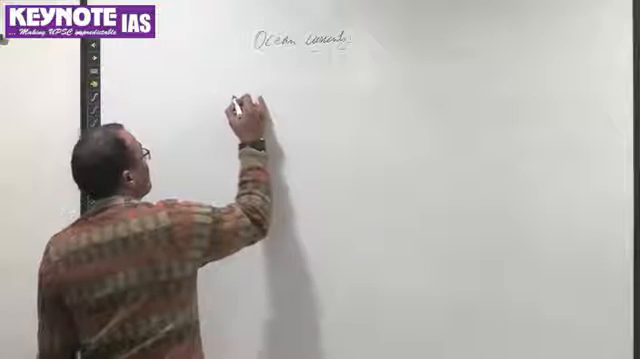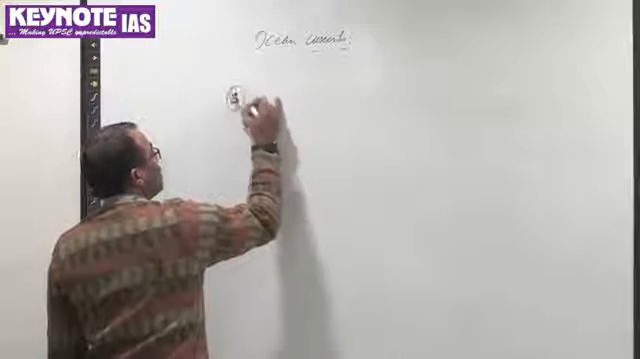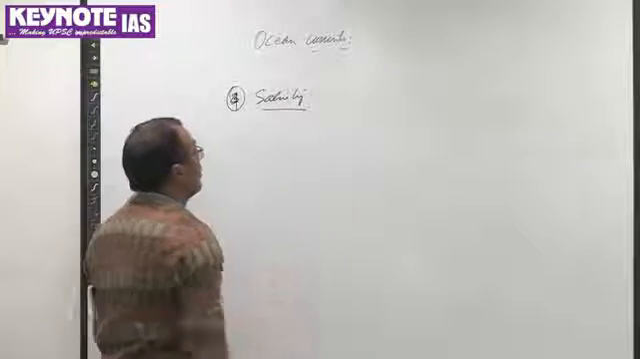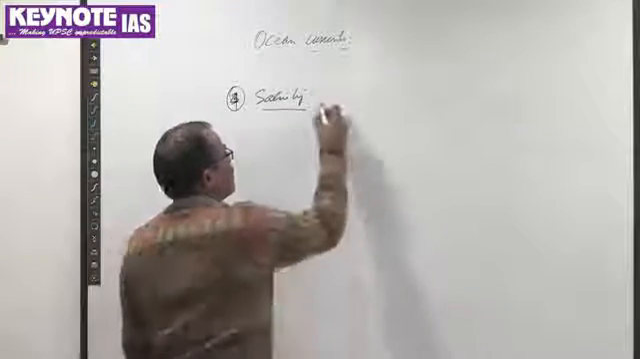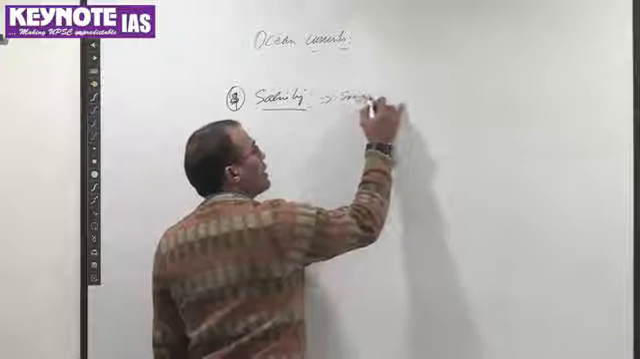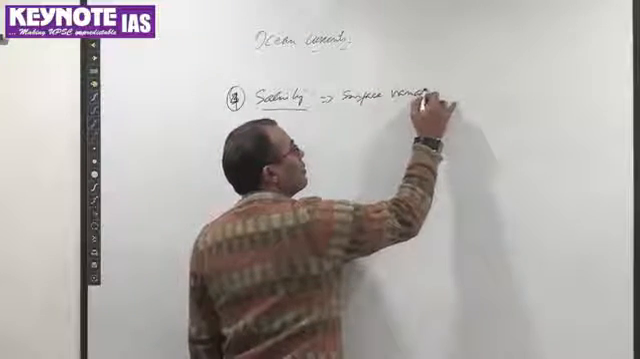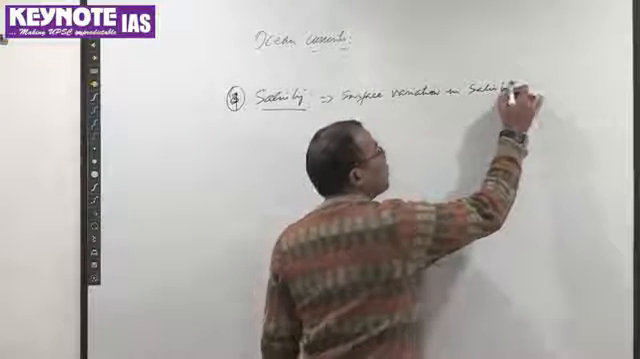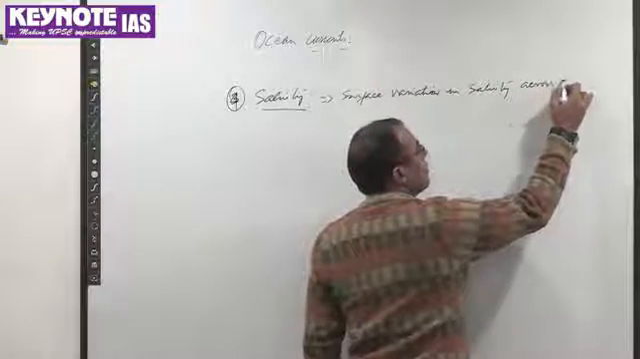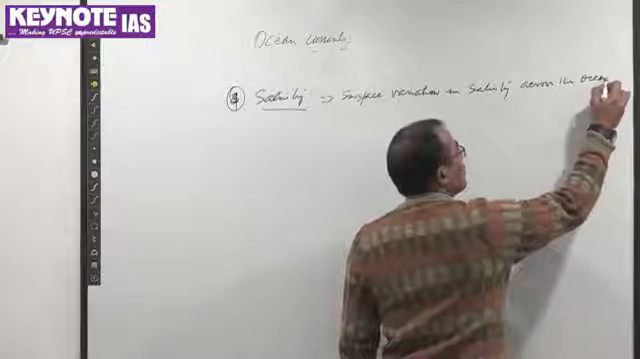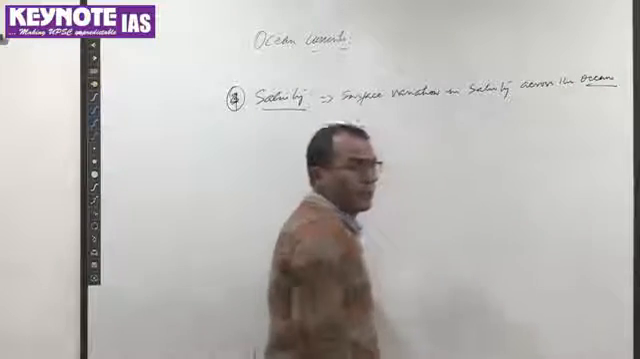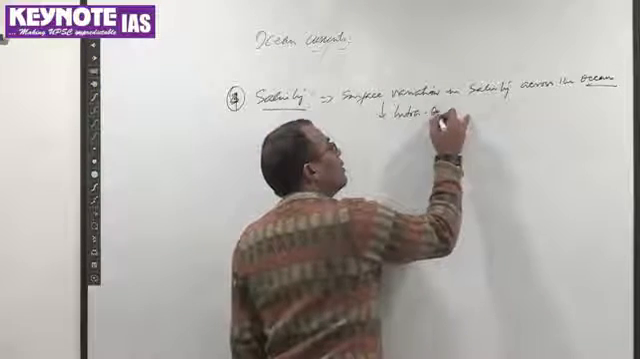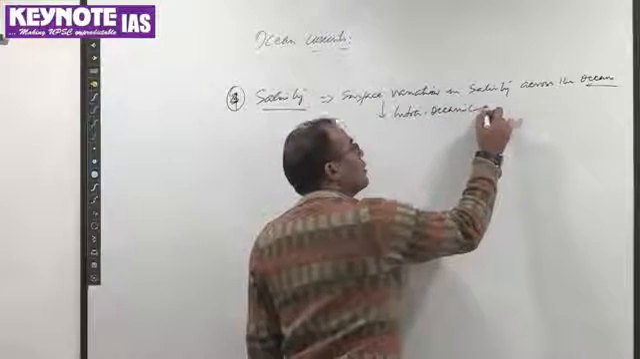Next factor is the salinity. Now we are talking about surface variation in salinity across the oceans. That means basically intra-oceanic circulation.